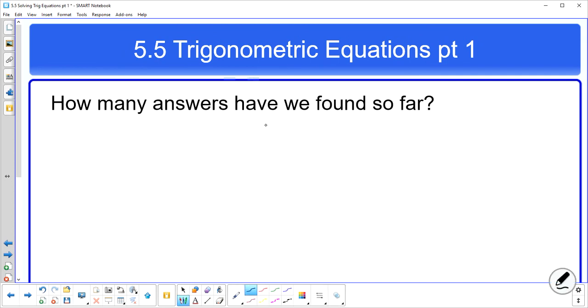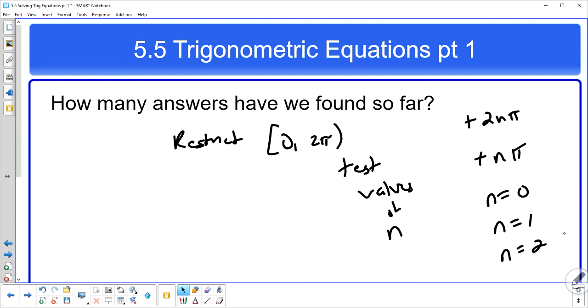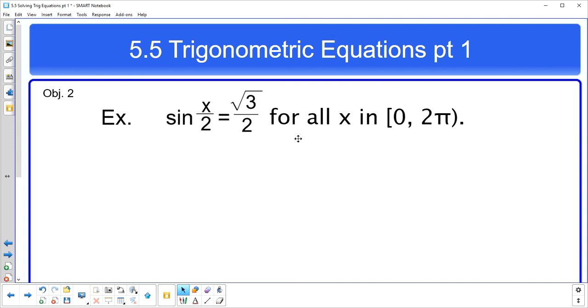So really what we found so far is an infinite set of answers. If we restrict our domain or restrict our solution, usually you're going to see something like 0 to 2 pi. Then we're going to need to test values of n. So we're still going to be adding that 2n pi if it's cosine, or that n pi if it's tangent. You're going to plug in values for n. So you're going to say n equals 0, n equals 1, n equals 2, until we are no longer in that solution set.